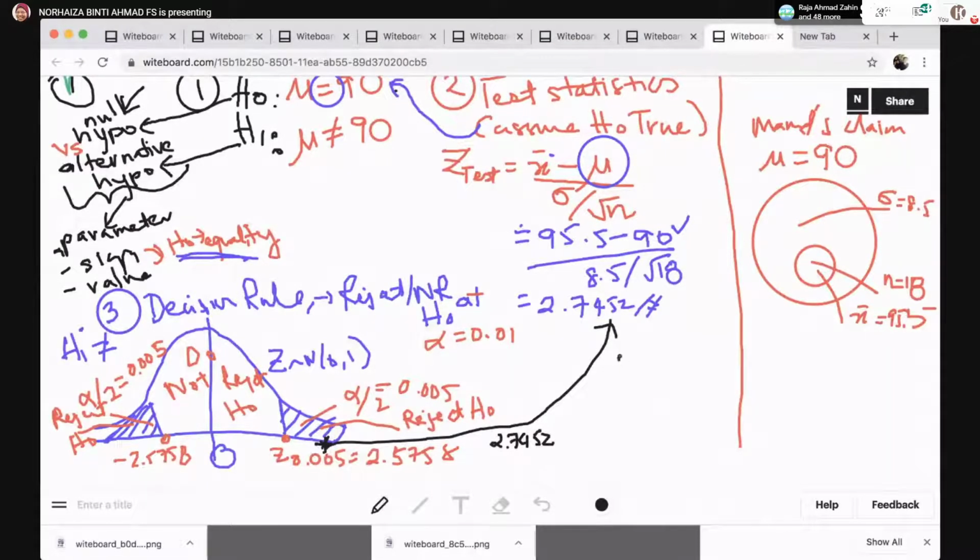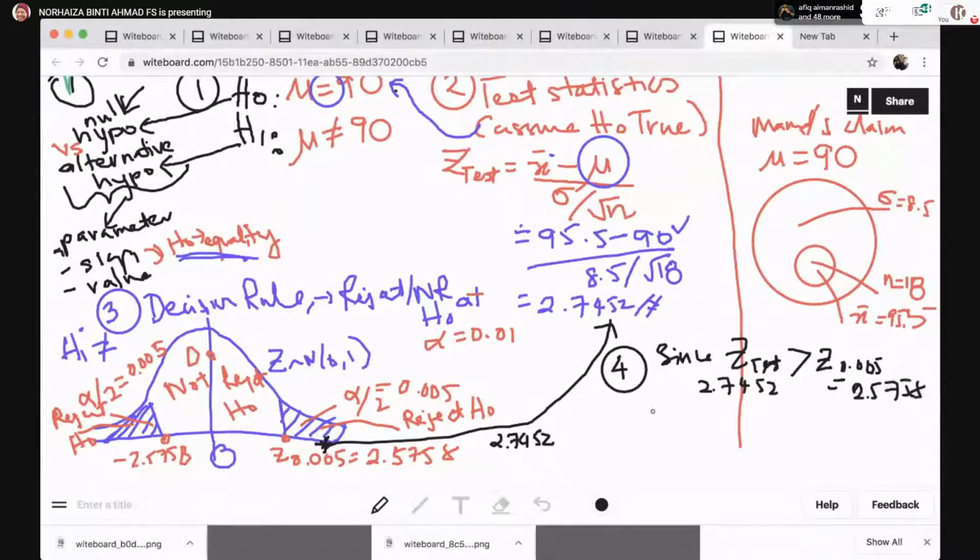So therefore, we can make a decision now. Since our Z test is greater than Z 0.005, the Z test 2.7452 is greater than Z 0.005 at 2.5758, therefore we reject H naught at the 1% significance level.